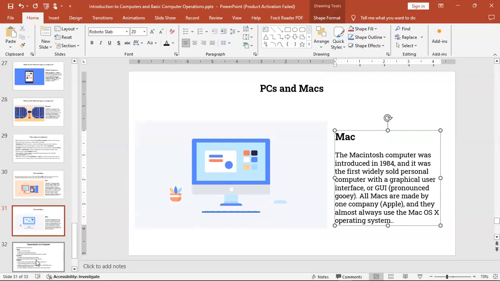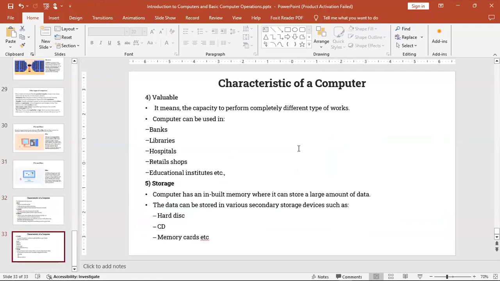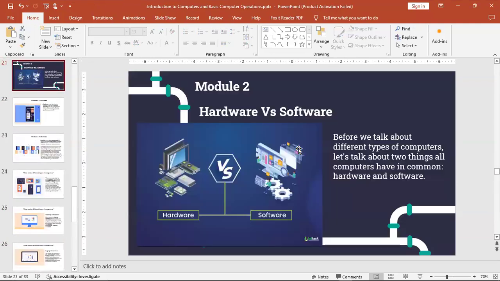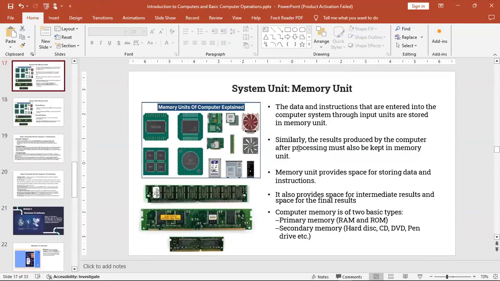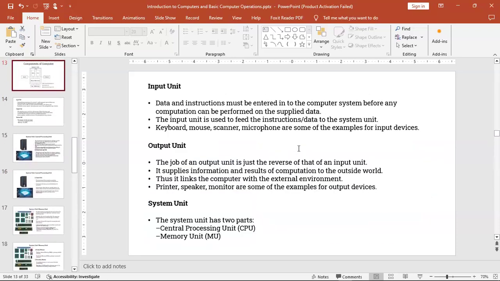The last part here is the characteristics of a computer, but I think you can read that on your own: speed, accuracy, diligence, and storage. So this brings an end to this class. At the end of this class, I will send this in the group, so you can download it and read it during your free time.